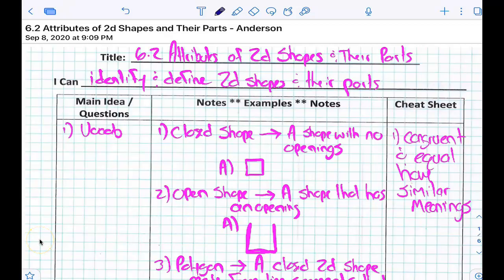6.2 attributes, which is like characteristics, like things about 2D shapes and their parts. So we're going to talk about things that we can use to describe 2D shapes. 2D shapes are flat shapes, right? Okay. Can you identify and define 2D shapes and their parts?